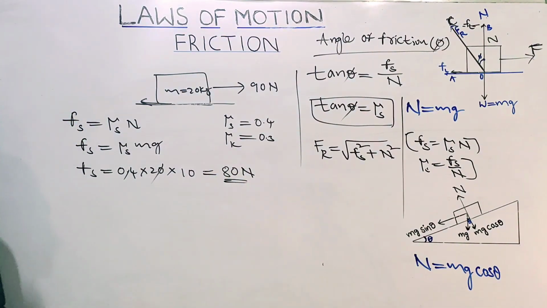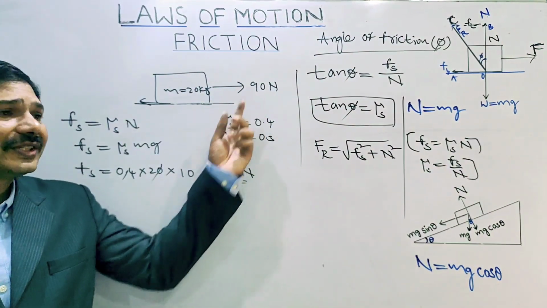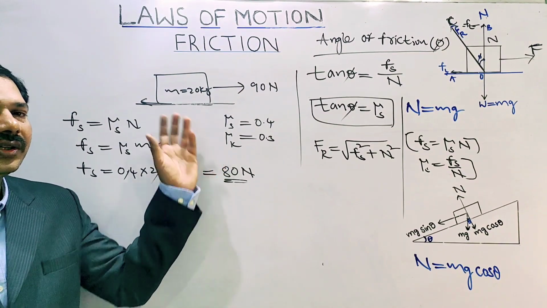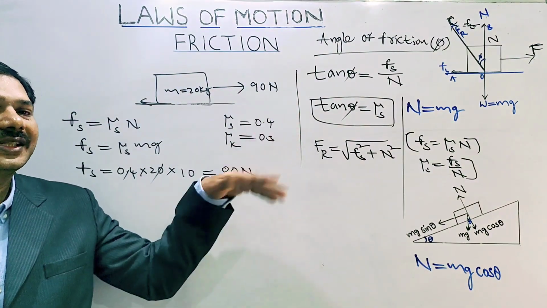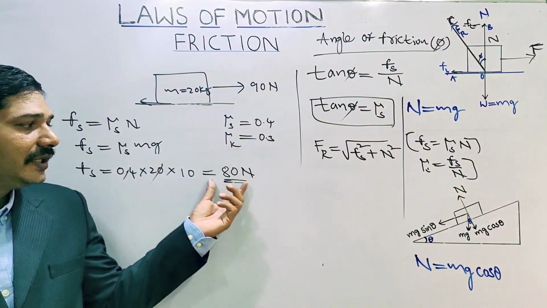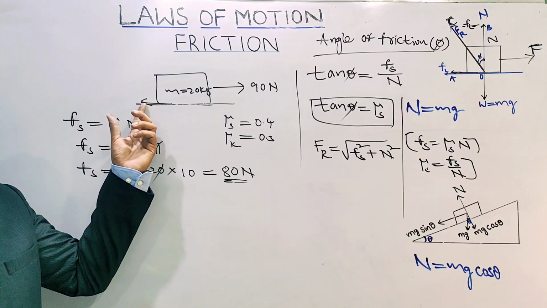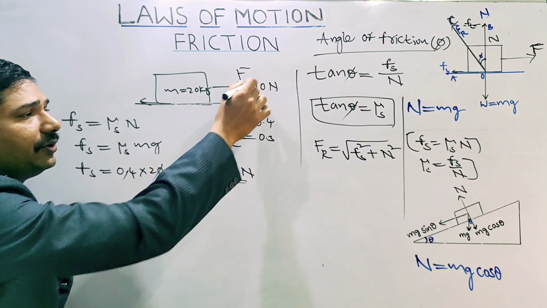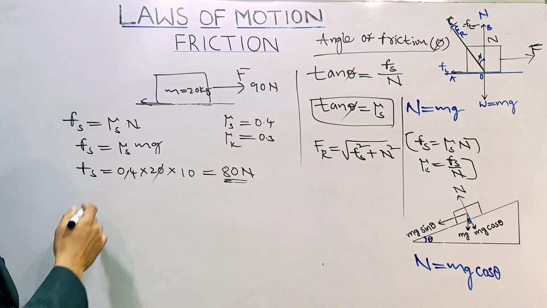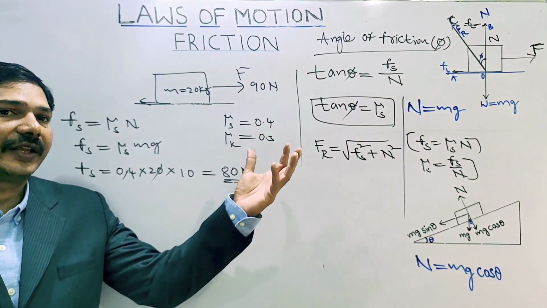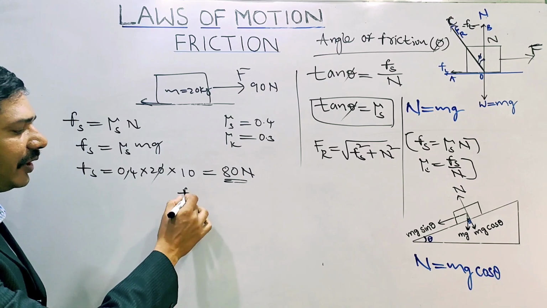We can observe here, it is very clear, our applied force is more than this frictional force, which means the body is sliding. Sliding means we have to take kinetic friction. The applied force is 90 newtons, which is more than the static frictional force, so this is kinetic friction. So now we have to find the kinetic friction.